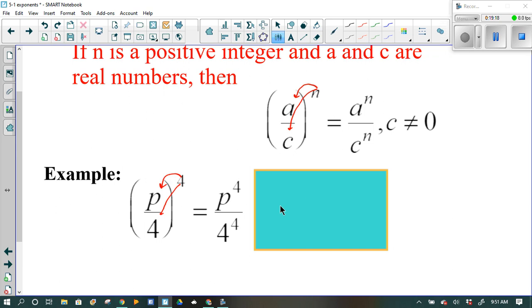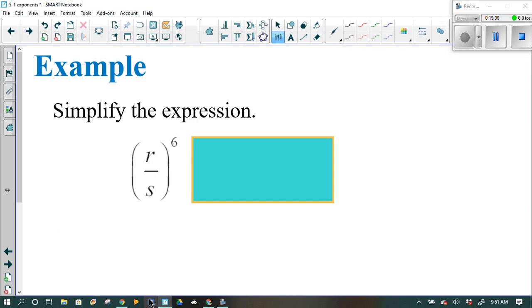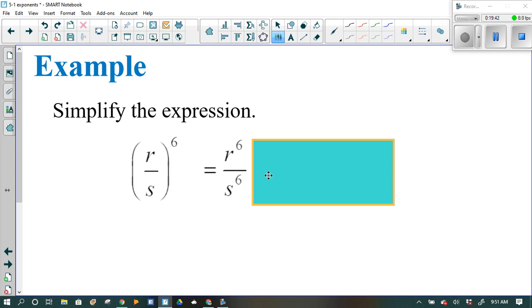And then, of course, you would want to finish this problem. 4 raised to the 4th power is 256. And that would be your final answer. So r over s to the 6th is going to be r to the 6th over s to the 6th, because you're simply going to distribute the exponent to both parts, just like if it were multiplying.